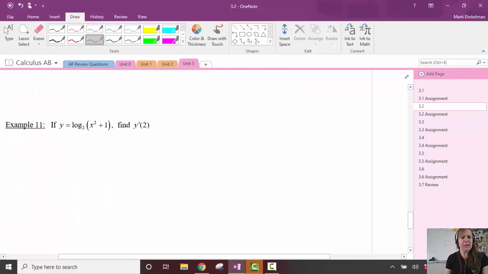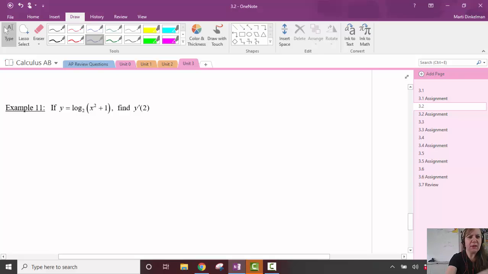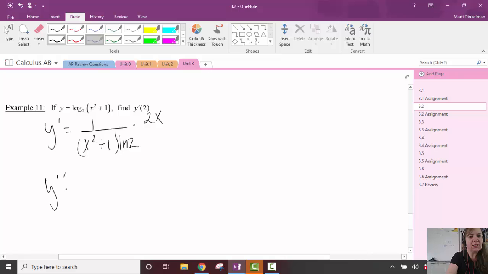All right, example 11. So they just want to remind us about what y prime looks like. So we do 1 over the stuff times the derivative of the stuff, but the extra piece here is that we have a natural log of that base, so a natural log of 2. So now if we're trying to plug in a 2, I'm going to move this 2x right here up to the numerator there. So 2 times 2 is going to be 4.